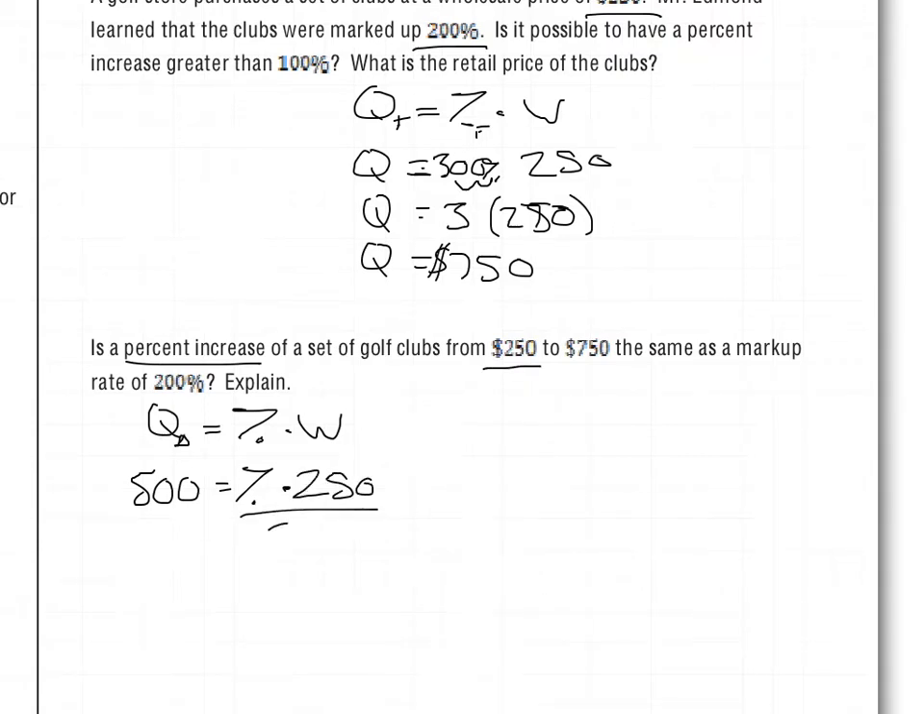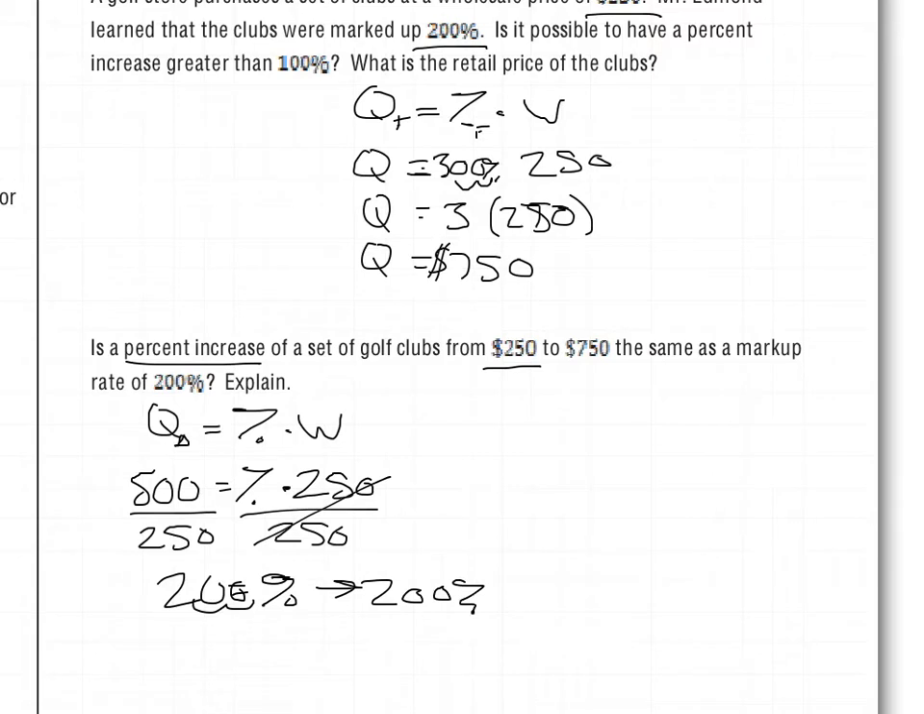The whole price was $250. Divided by 250. That's going to give me 2 is equal to our percent. Move it 2 times. That gives me 200%. All right, so the percent increase is the same as the markup rate, and that's really important for us to understand: the 200% represents the amount of change, and thus is the percentage of change. All right, let's flip on over to the other side.